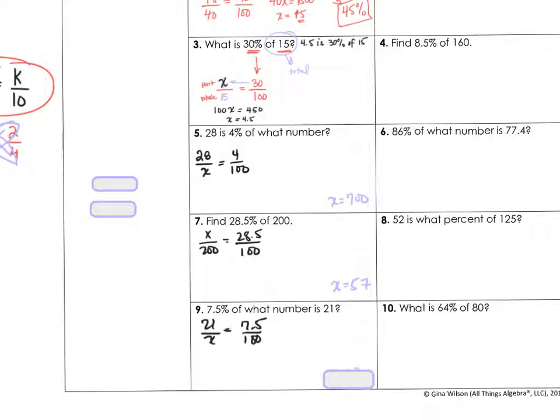And for number 9, we've got 7.5% of what number is 21. So 7.5% of what number is 21? So 21 is the part. What's the total? 7.5% of what total? Okay, and that total is 280.